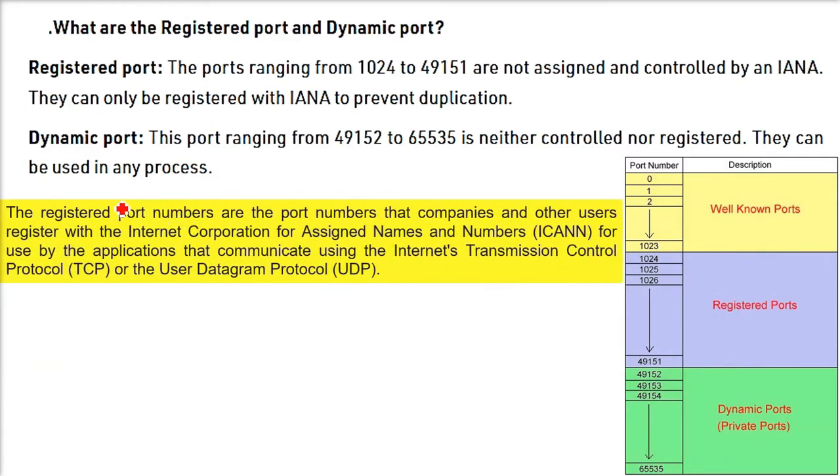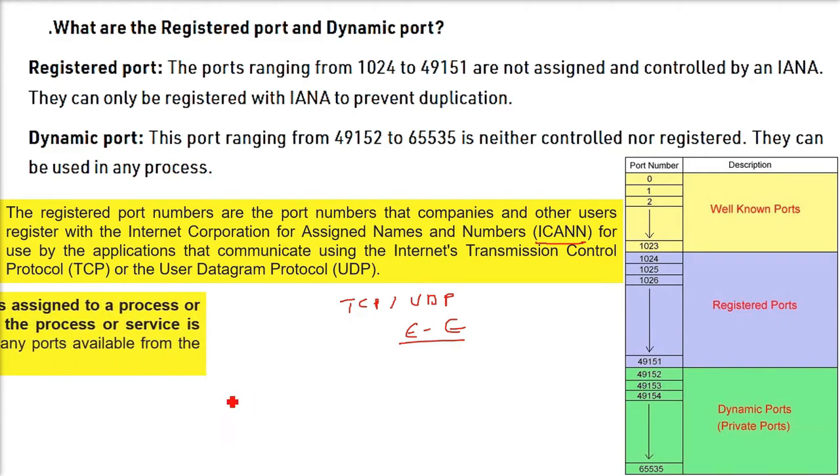I was telling you the registered port numbers are the port numbers that companies and other users register with ICANN, that is Internet Corporation for Assigned Names and Numbers, for use by the applications that communicate using the Internet's TCP, Transmission Control Protocol, and UDP, User Datagram Protocol, because these ports are operating system generated. So whenever some process has to talk, it needs to talk on this port only. End-to-end communication, end-to-end delivery is the transport layer's work, where TCP and UDP actually lie.